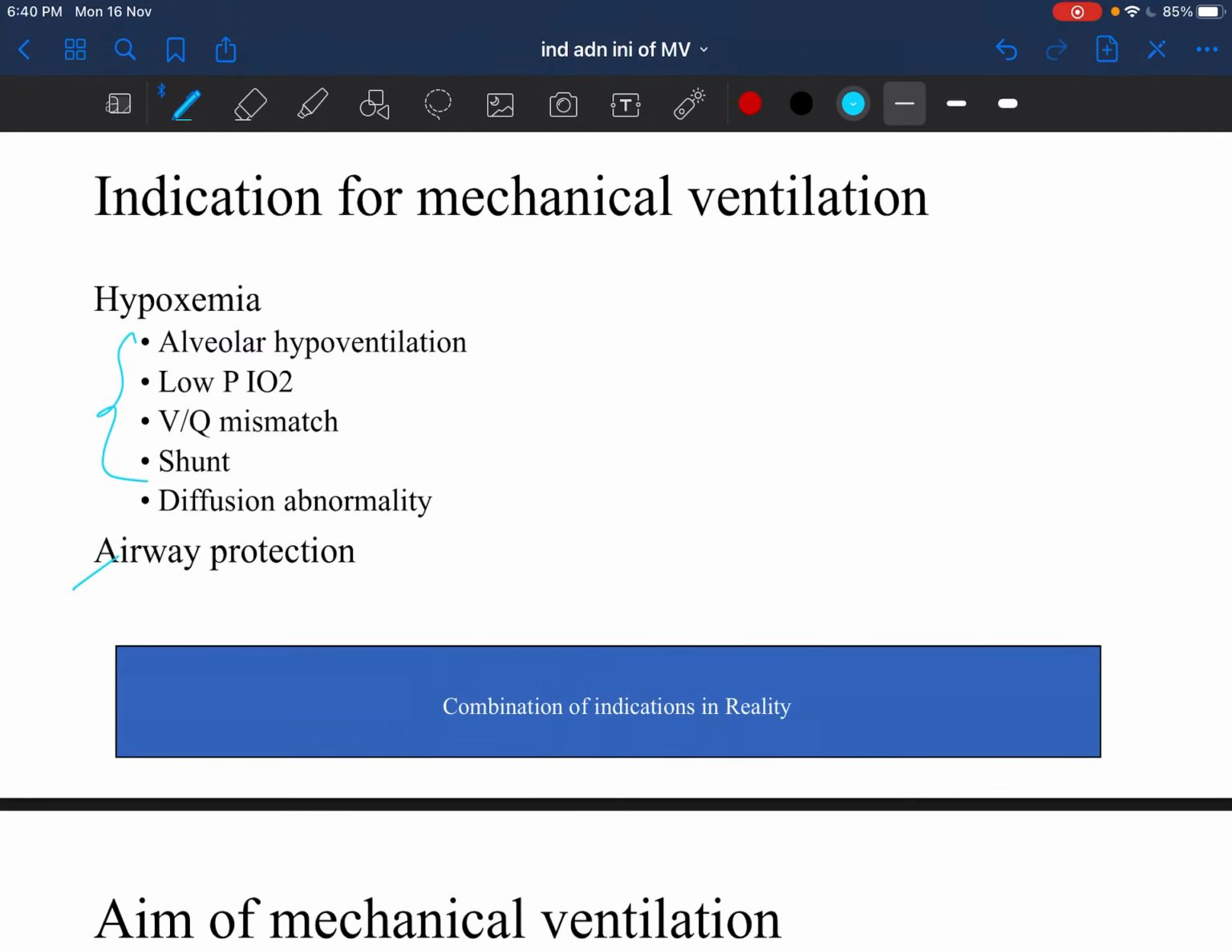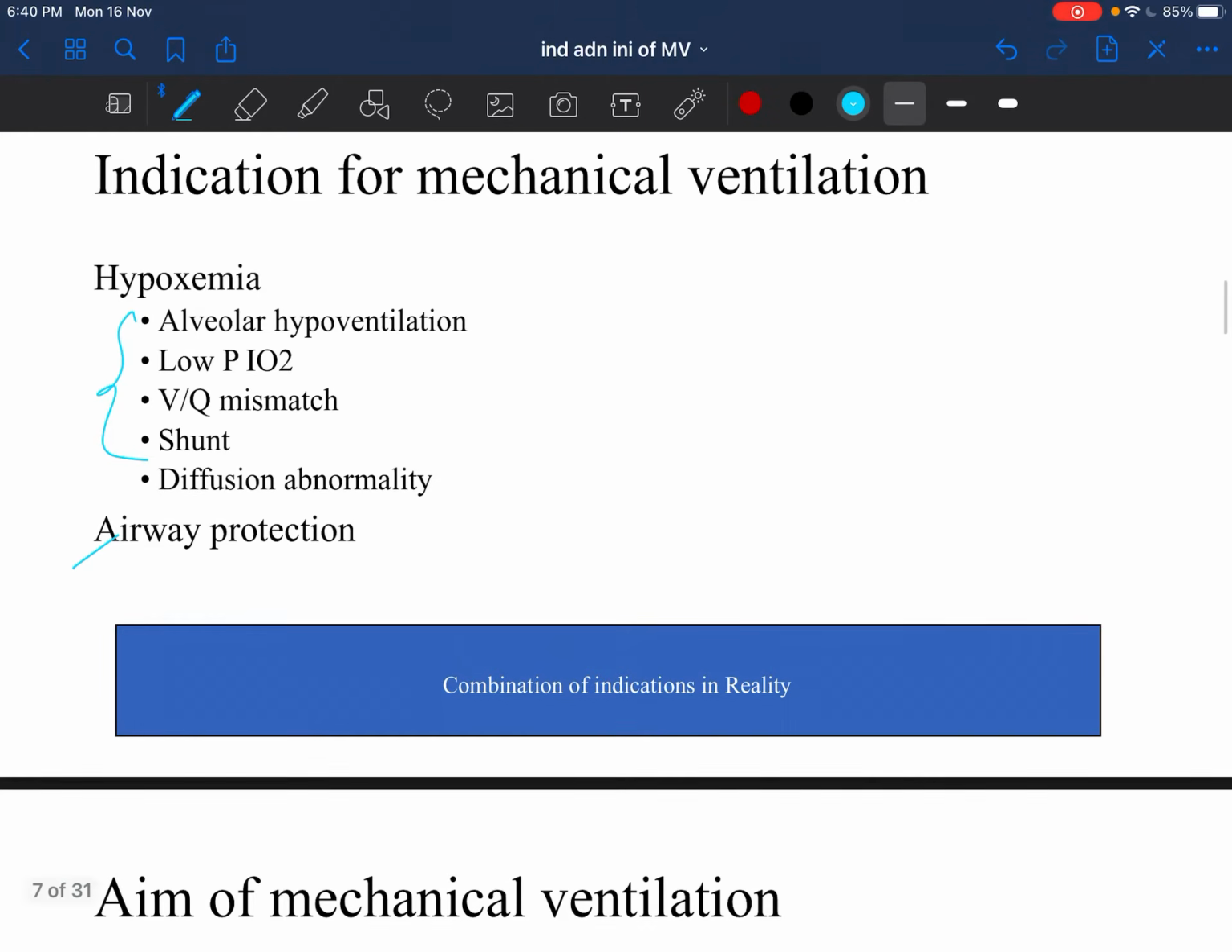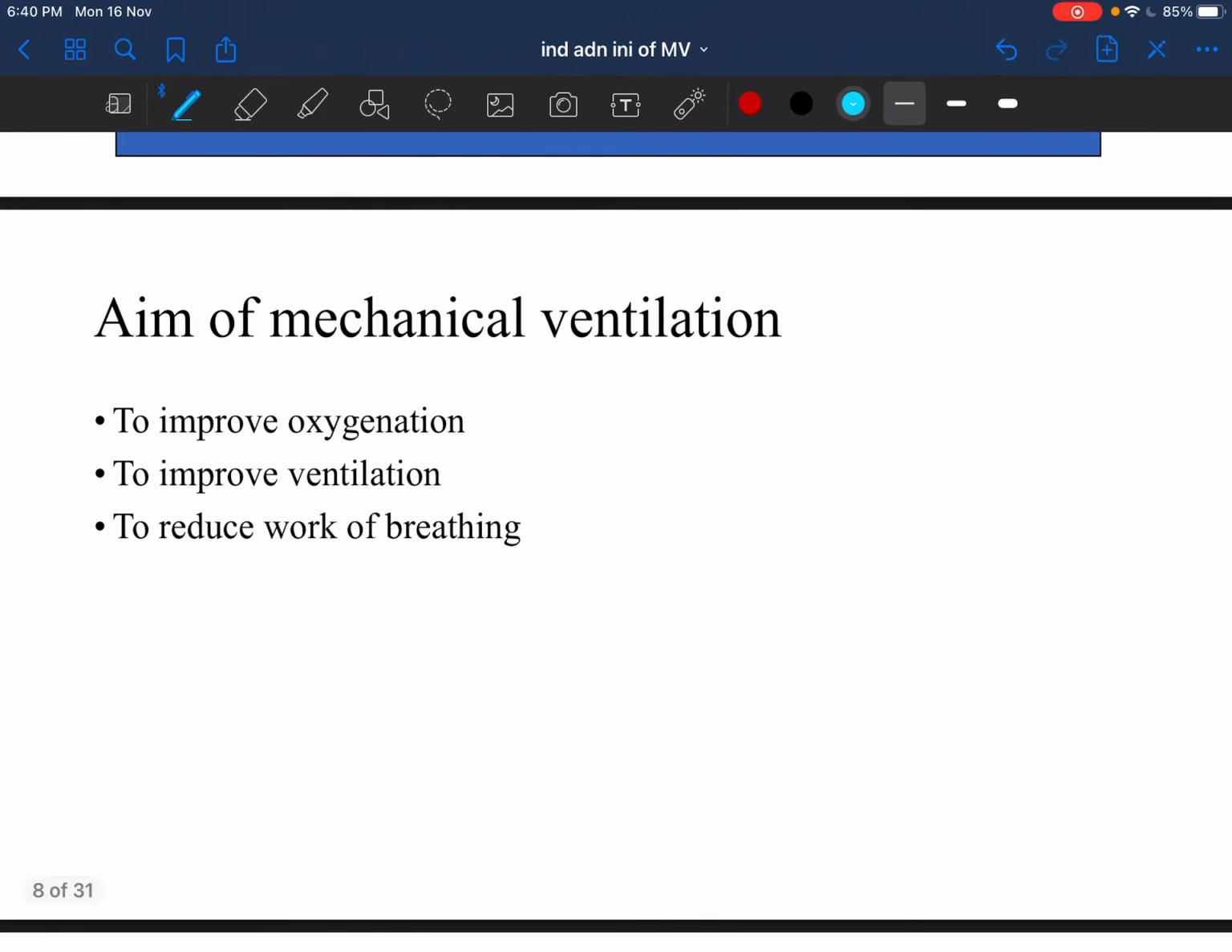In reality, you cannot actually segregate and say this is purely a hypoxemic problem, this is purely a hypercapnic problem. Usually it's a combination of multiple indications for mechanical ventilation. So ultimately you are trying to reduce the work of breathing of the patient and improve oxygenation and ventilation so that the patient has a better homeostasis.